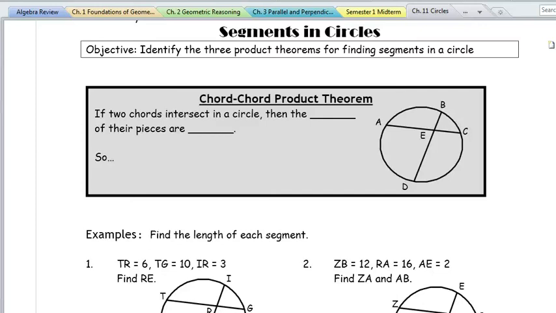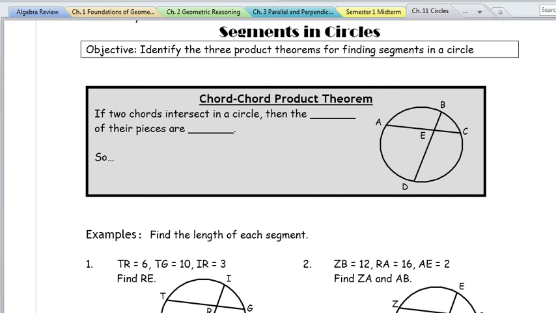Alright, now that we've got all our angles down in circles, we're going to switch gears a little bit into segments in circles. We've talked about chords and secants and tangents. We're actually going to use some theorems so that we can find the lengths of some of them. So we want to identify the three product theorems for finding segments in a circle.